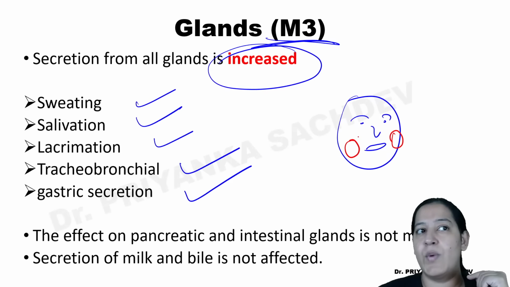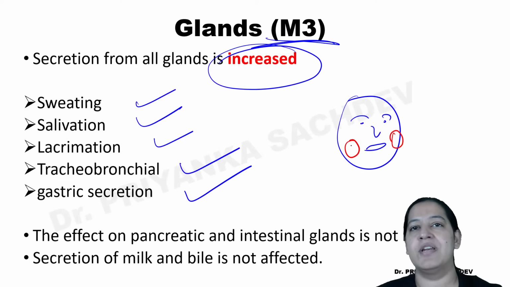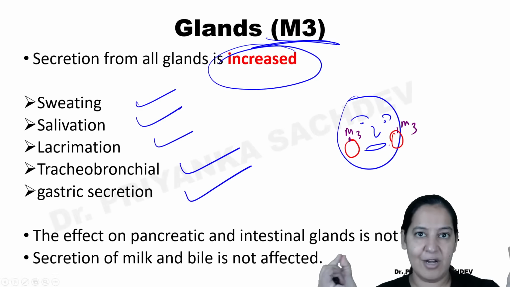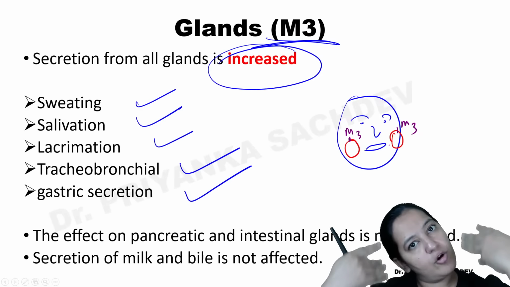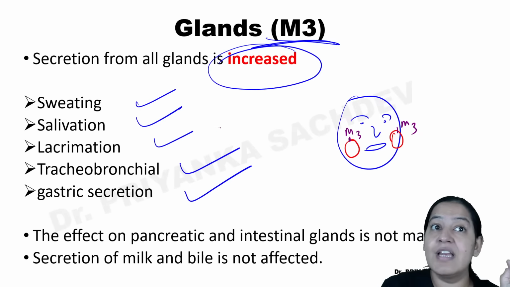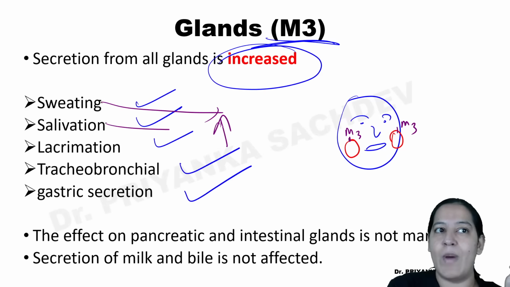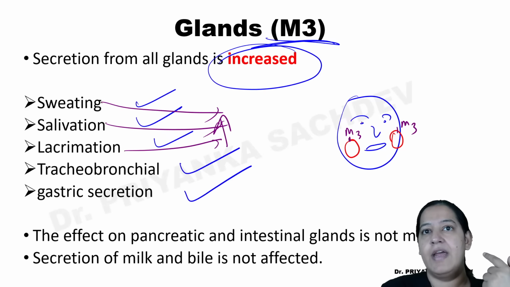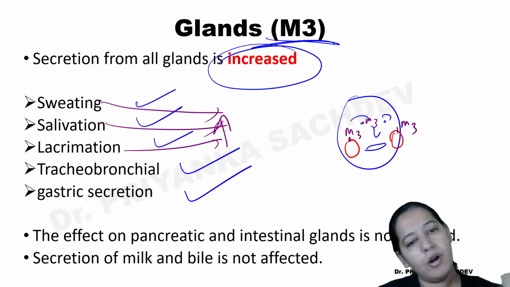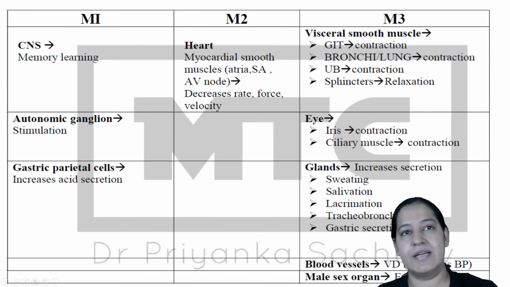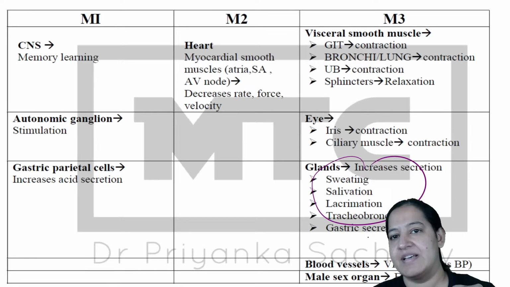Here is the parotid gland, a salivary gland. So it contains M3 receptors. So all glands contain M3 receptors. And when acetylcholine comes and binds with the M3 receptor on all glands of the body, secretion increases. So the salivary gland, sweat gland, and lacrimal gland in the eye also contain M3 receptors. So all gland secretion is increased. Done. Next organ, blood vessel. Glands is done. So all gland secretion increases.